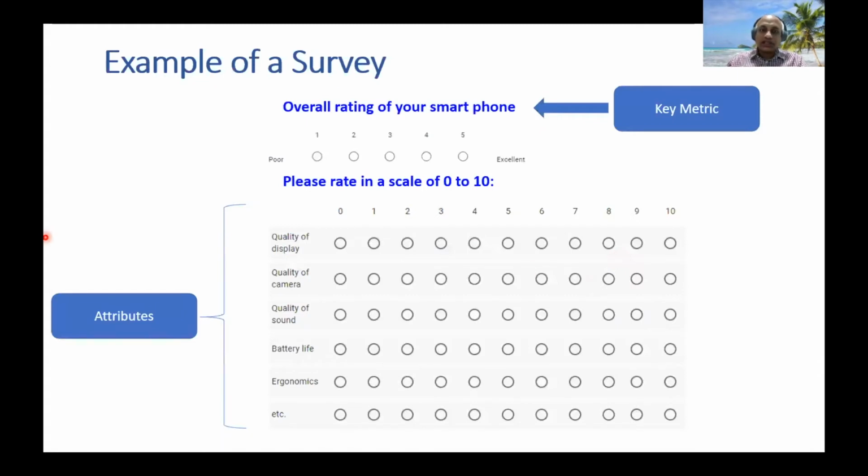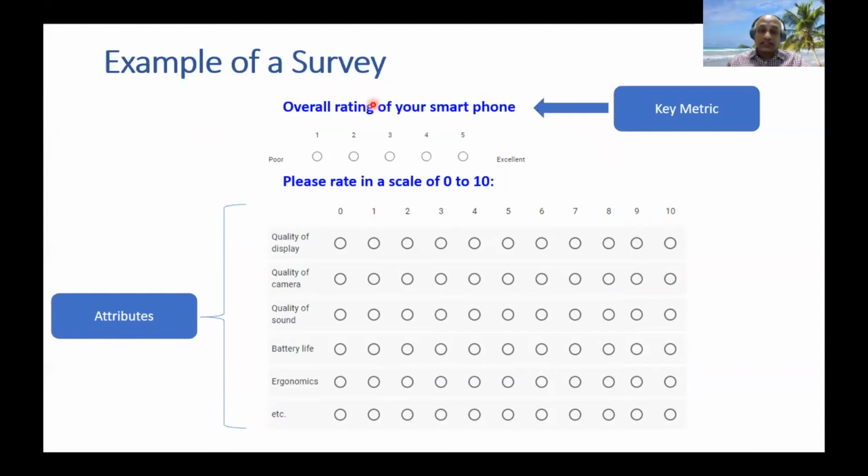This is a typical survey questionnaire. After a concept or product use test, the panelist is usually asked one or two key questions like overall ratings, net promoter score, or purchase intent. This key metric is followed by rating questions on various attributes.